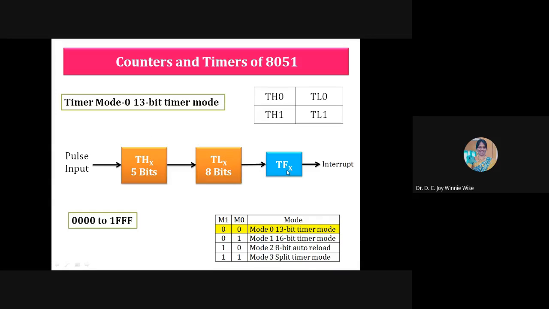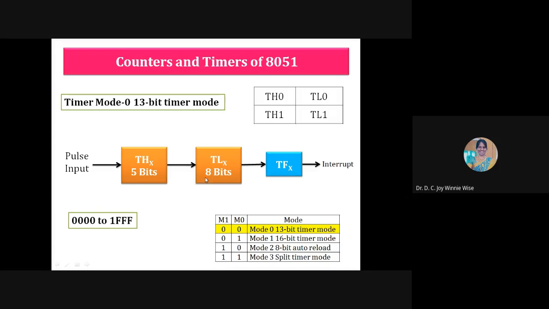This is nothing but the timer overflow flag bit. TFX is available in the timer control register. So when this value becomes 0, it will affect the timer overflow flag bit available in the timer control register. By seeing that, we can say that the counting is over. Then this will call the interrupt, saying that the counting, the 15 counts I wanted, is completed. So it will call the interrupt.